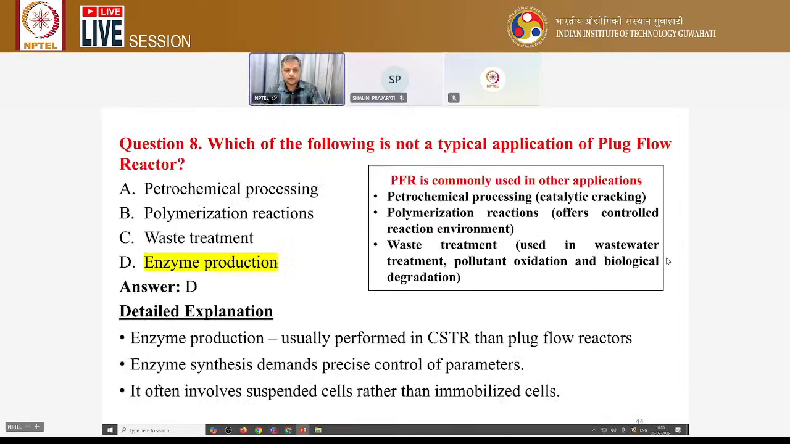Our next question is, which one of the following is not a typical application of plug flow bioreactor? So PFR is typically used in petrochemical processing. In the PFR, we say there is no lateral mixing. So it is used for polymerization reactions and waste treatment. So it is not used for enzyme production. Enzyme production is typically performed in the CSTR or in the batch mode.